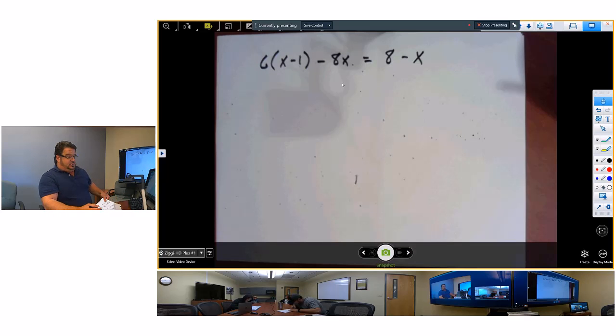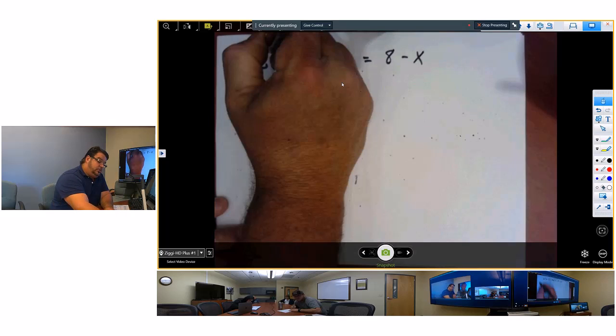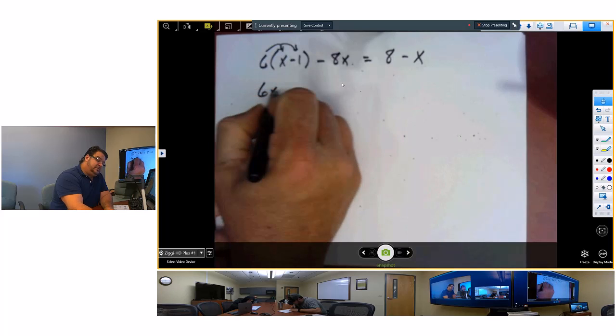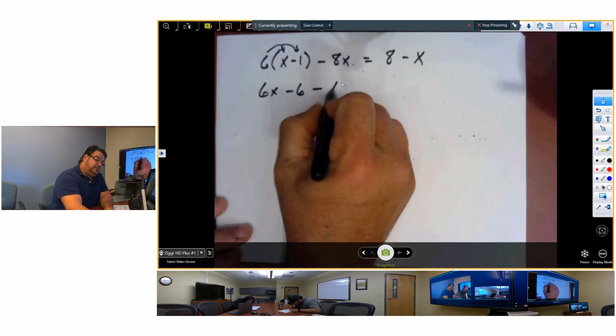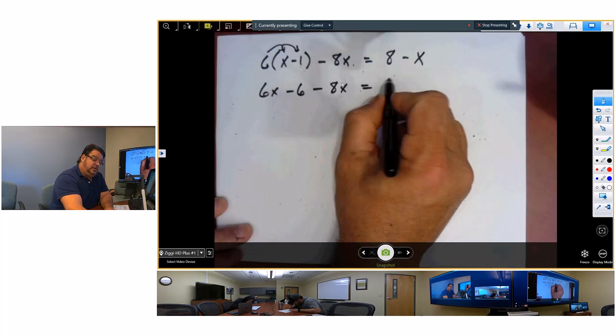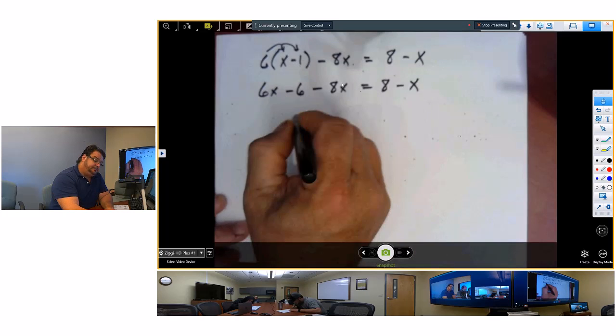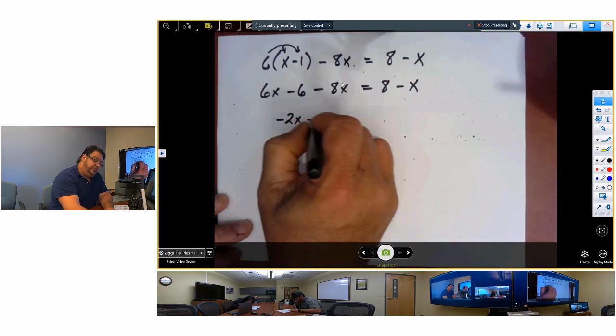Your first step is to what? Distribute. You've got to distribute. So distribute here. And that's 6x minus 6 minus 8x is equal to 8 minus x. 6x minus 8x is negative 2x.